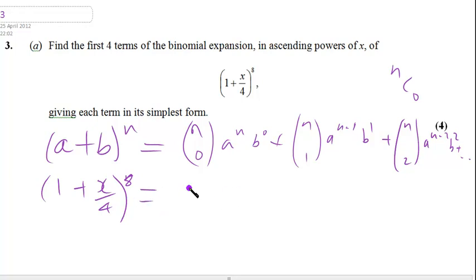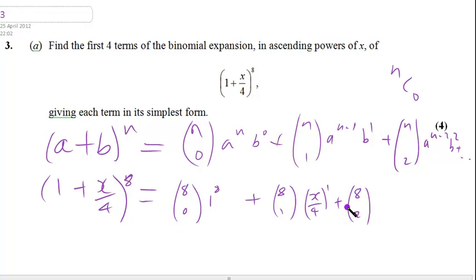So we can find the first 4 terms. We're going to do 8C0 of 1 to the 8, and obviously x over 4 to the 0 will be 1, plus 8C1 of 1 to the 7, which is going to be 1, times x over 4 to the 1, plus the next term will be 8C2 times 1 to the 6, which is just 1, and times x over 4 to the power of 2. Notice all of that's to the power of 2. Common mistake, just put the x and forget about the 4.